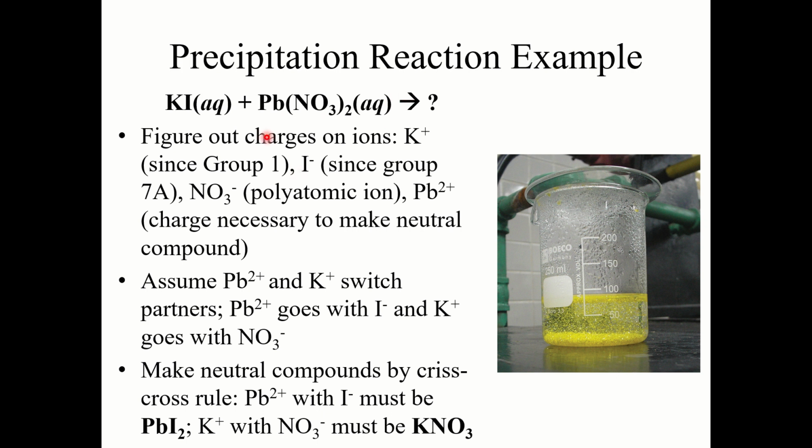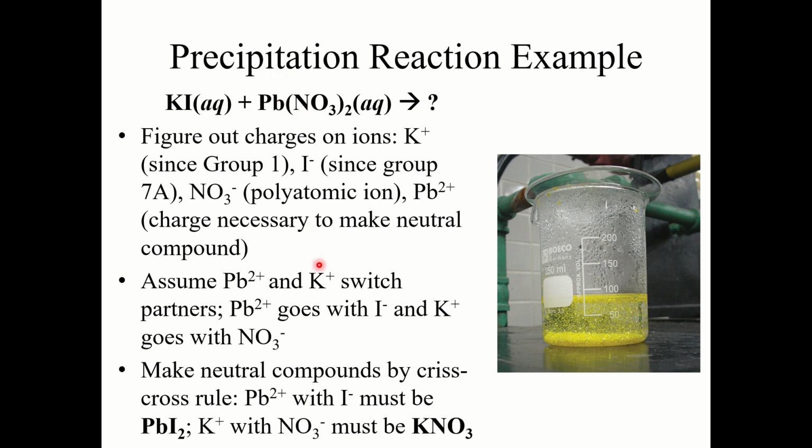So first thing you need to do is figure out the charges on these ions in the reactants. So potassium, it's in group 1, so it's +1. Iodide is in group 7, so it's -1. NO3- is a polyatomic ion, so nitrate is -1. And then lead is a post-transition metal. It has a variable charge, but we can determine that it must be +2 since it is with 2 nitrate ions. So lead is +2 here.